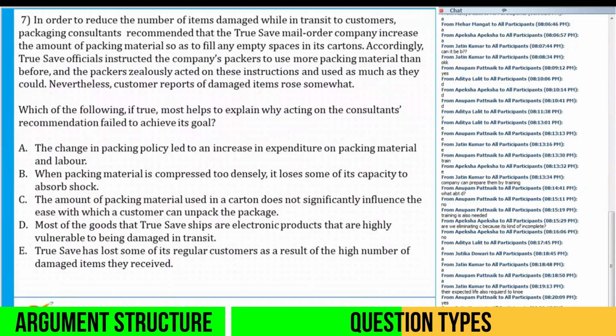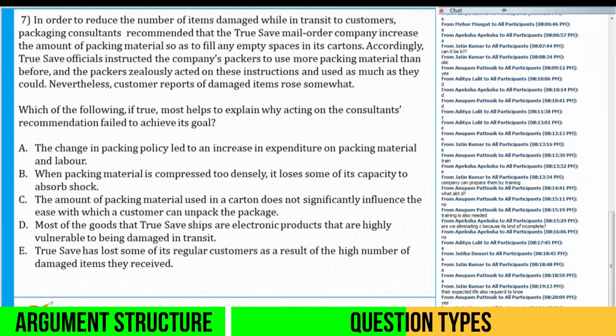In order to reduce the number of items damaged while in transit to customers, packaging consultants recommended that the True Save mail order company increase the amount of packing material so as to fill any empty spaces in its cartons. Accordingly, True Save officials instructed the company's packers to use more packing material than before, and the packers zealously acted on these instructions and used as much as they could. Nevertheless, customer reports of damaged items rose somewhat.